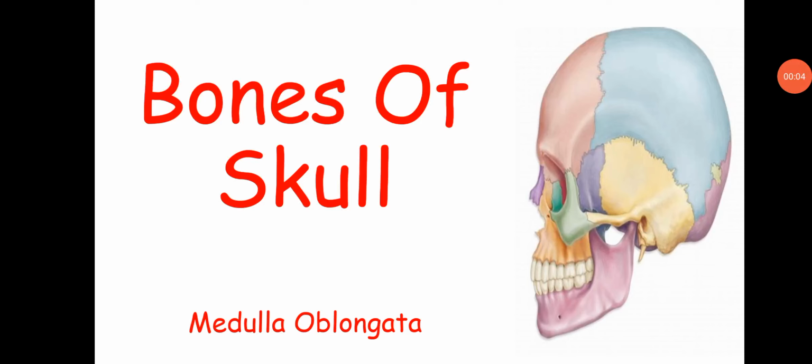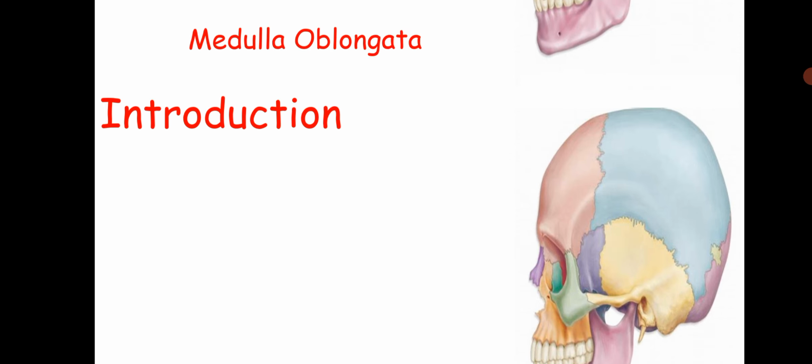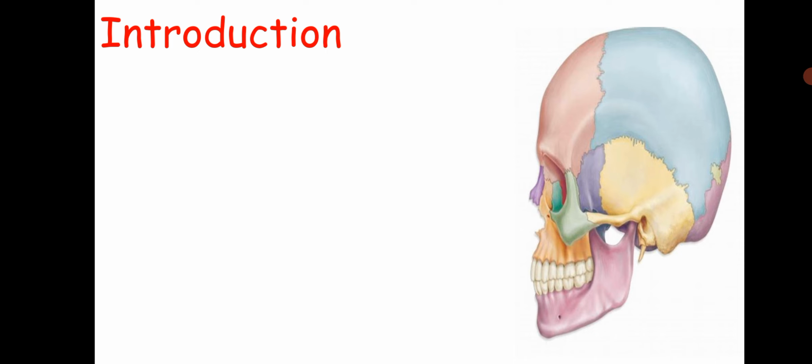Today we are going to talk about bones of the skull, and here at the side you can see the diagrammatic representation or schematic representation of the skull in different colors, and each color represents a different bone. So let's start the topic with the introduction.